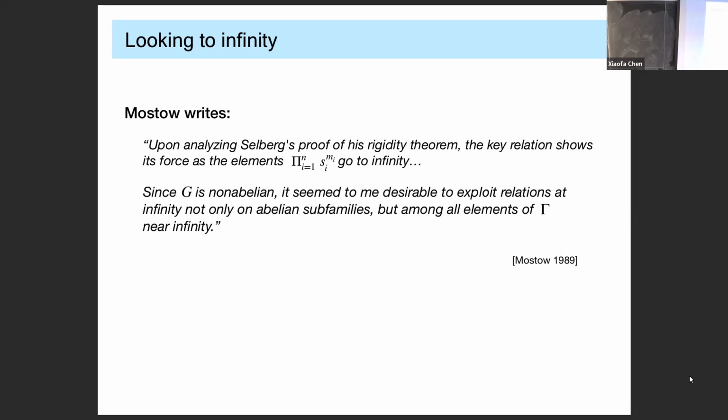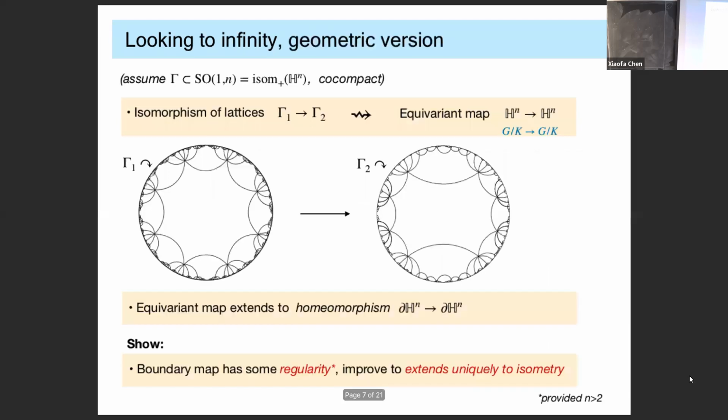It says, since your Lie group itself is not abelian, it seemed to me desirable to exploit relations at infinity, not only on abelian subfamilies, but among all elements of Gamma, your lattice, near infinity. But what does infinity mean? So Mostow reads Selberg's proof. He sees inside a bunch of algebra some geometric idea that you should look at what's happening at infinity. And here's the picture that comes out of it.